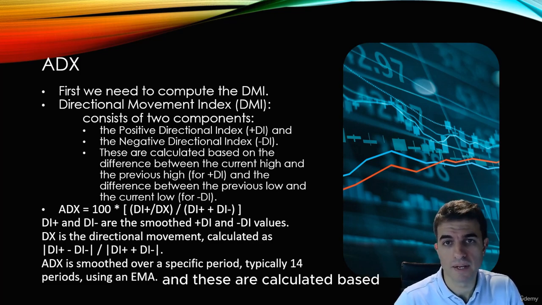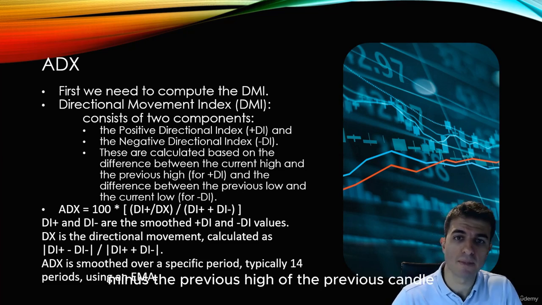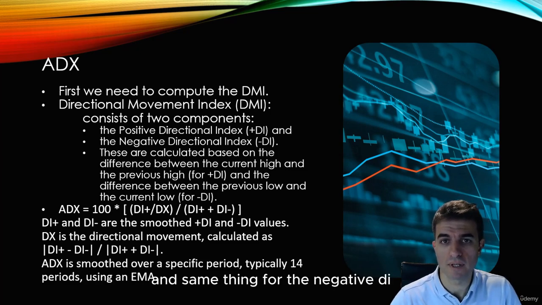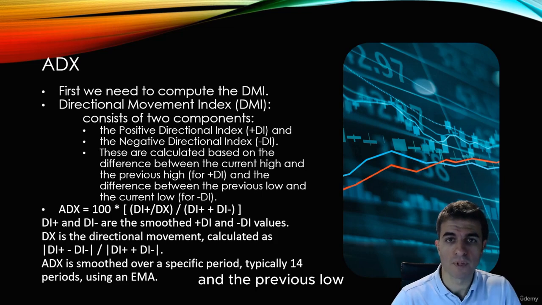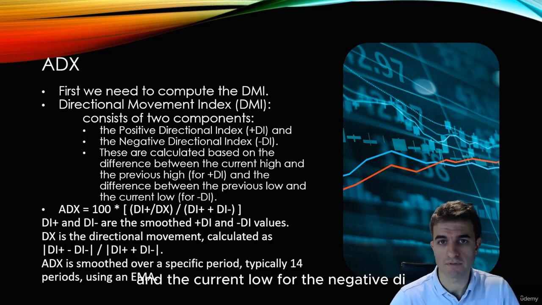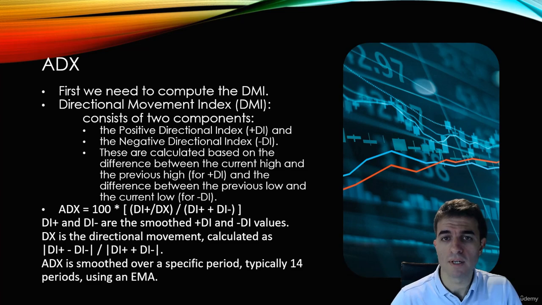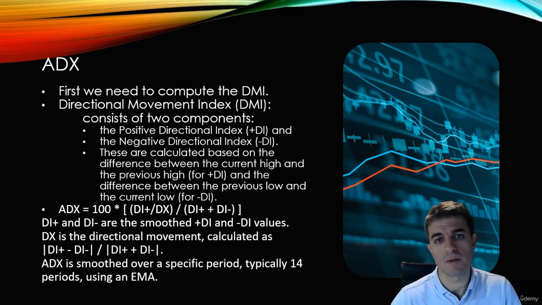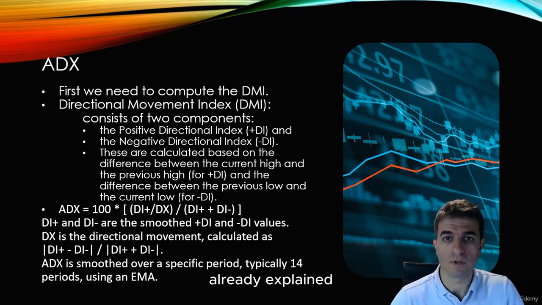These are calculated based on the difference between the high of the current candle and the high of the previous candle for the plus DI. Same thing for the negative DI, which is the difference between the previous low and the current low. Then these values of the positive DI and the negative DI are smoothed over a specific period, typically 14 candles, using an exponential moving average that we already explained.